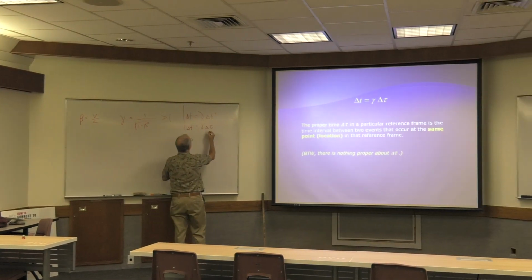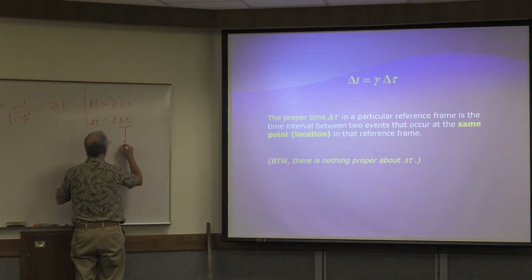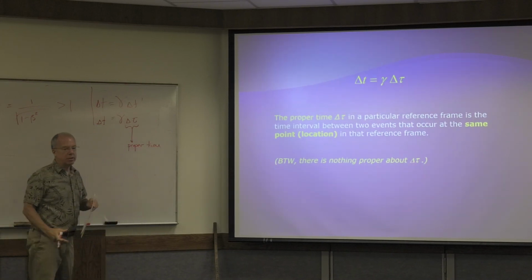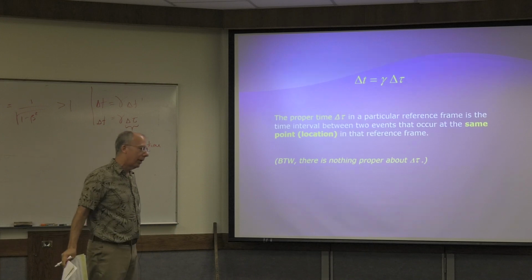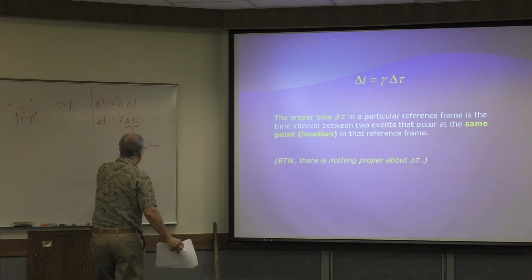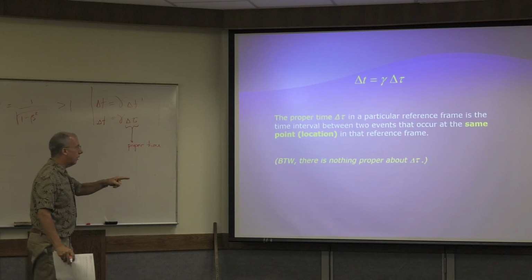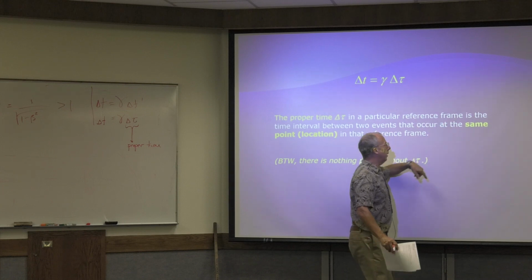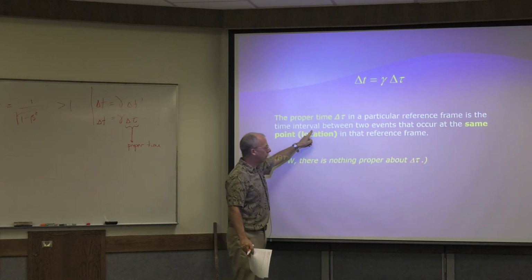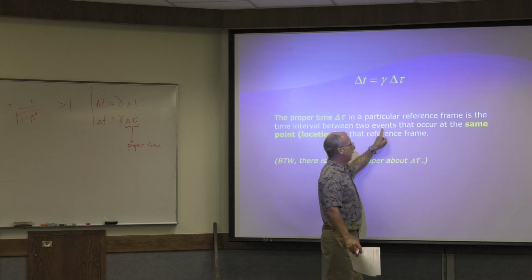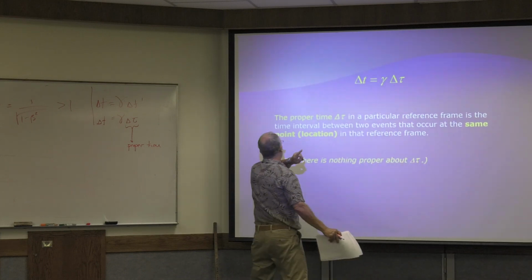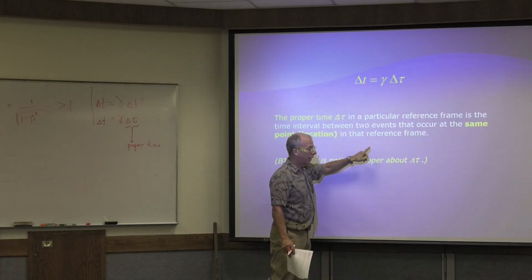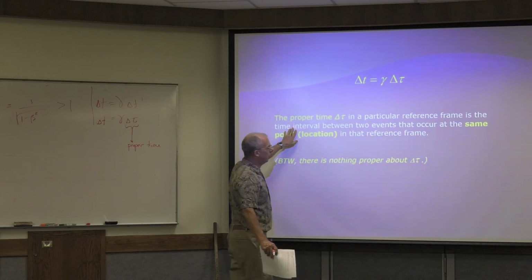Delta tau, this thing here, is called the proper time. And talk about a really bad name. There's nothing proper about it. It's just a name, just like George. But this is what you need to understand. The proper time in a particular reference frame is the time interval between two events that occur at the same position in that reference frame. We'll do some examples, don't worry about it. But that's what you want to remember.